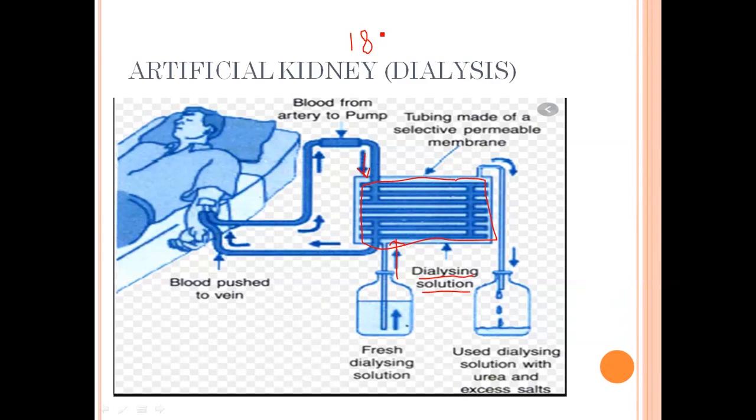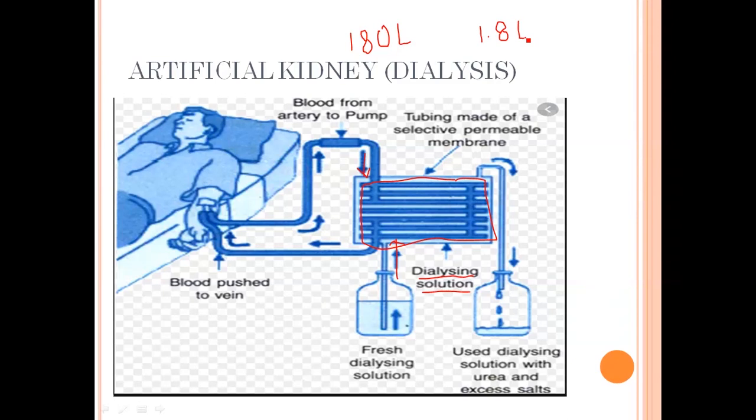In general, you can say that 180 liters of nephric filtrate is produced per day, and the total urine output in human beings is generally 1.8 liters. So you can see that 99% of the nephric filtrate is reabsorbed. The substances from the nephric filtrate are reabsorbed into the blood. So this process of reabsorption is not taking place in the artificial kidney.